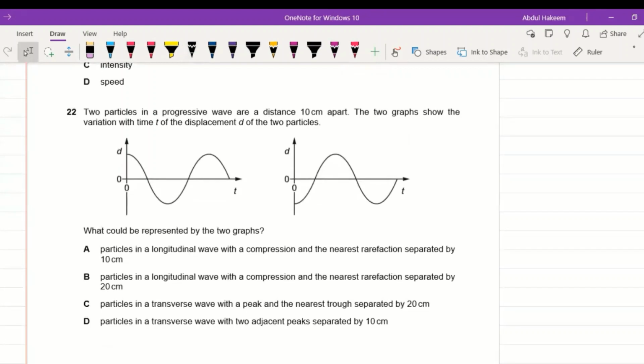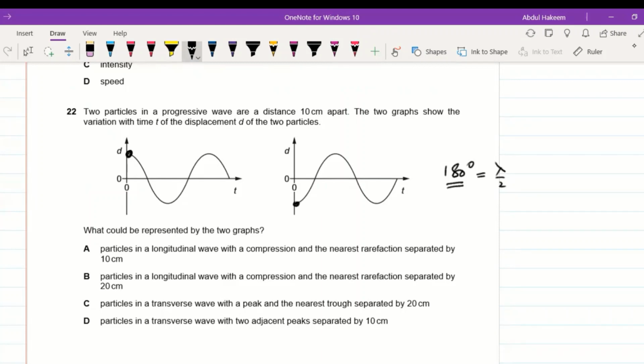Next, move to question number 22. Two particles in a progressive wave are a distance of 10 centimeter apart. The two graphs show the variation with time t of the displacement d of the two particles. What could be represented by the two graphs? Option A: the particles are in a longitudinal wave with a compression and nearest rarefaction separated by 10 centimeter. Look, at this point both are at a phase difference of 180 degrees, and the phase difference is equal to lambda by 2.